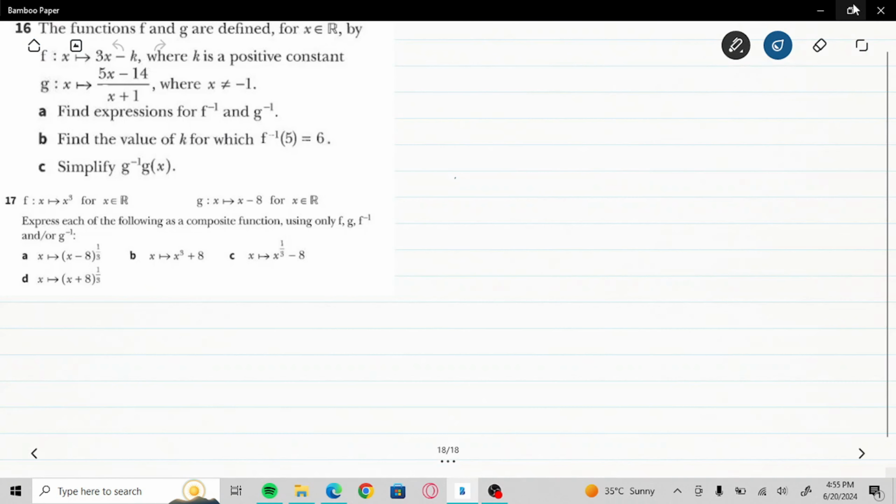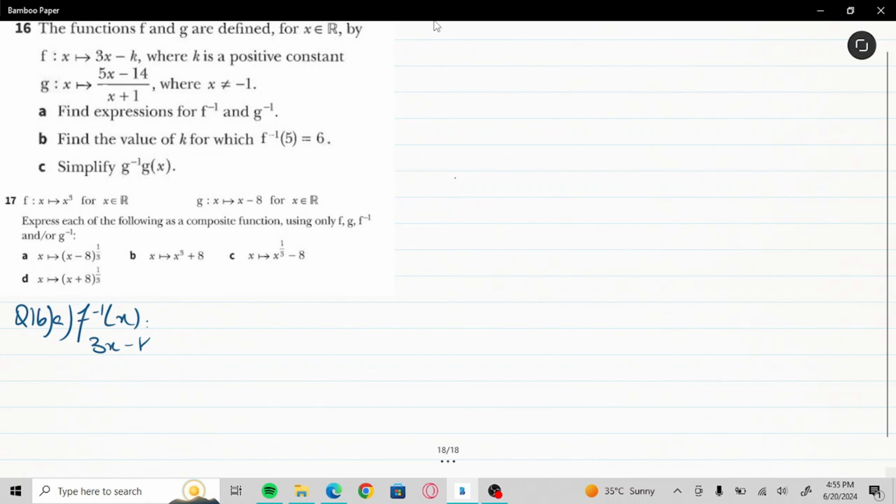Proceeding to question number 16. Question 16 is the same as we have been doing till now. They've given us the function f and the function g, and they have told us to first of all find the inverse of both of these functions. So question 16a, to find the inverse of the function f, what do we do? We say that 3x minus k is equal to y, and x is equal to 3y minus k.